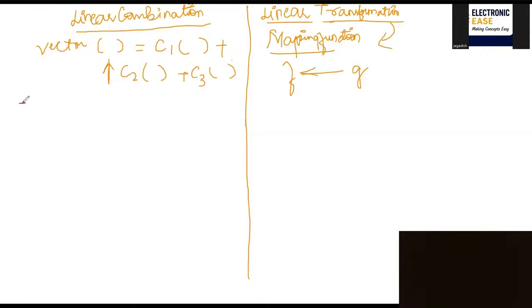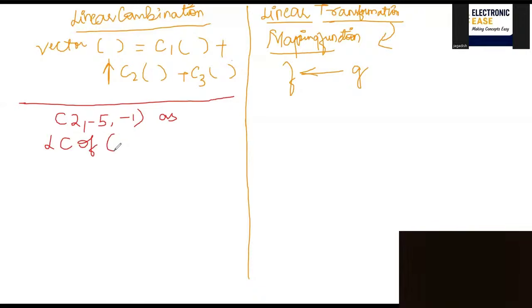This was asked in your previous year question paper. Express the vector: the given vector is (2, -5, -1). Along with the sign, you need to write 2, minus 5, minus 1. So it is a 3-vector, as a linear combination of the three vectors they have given.